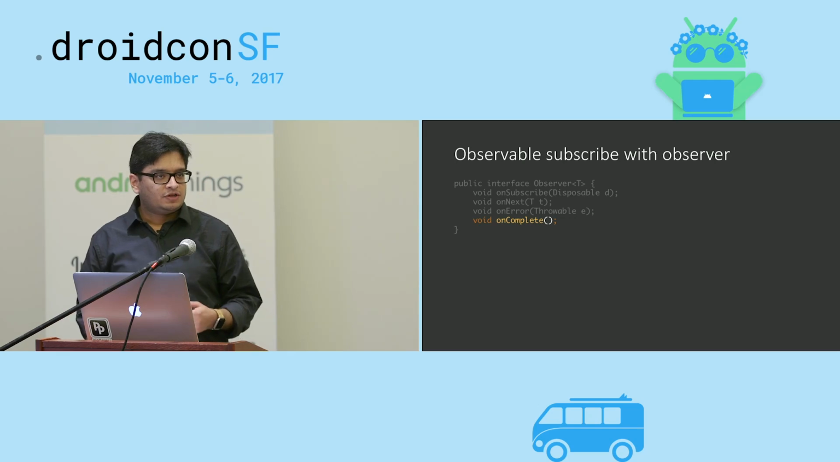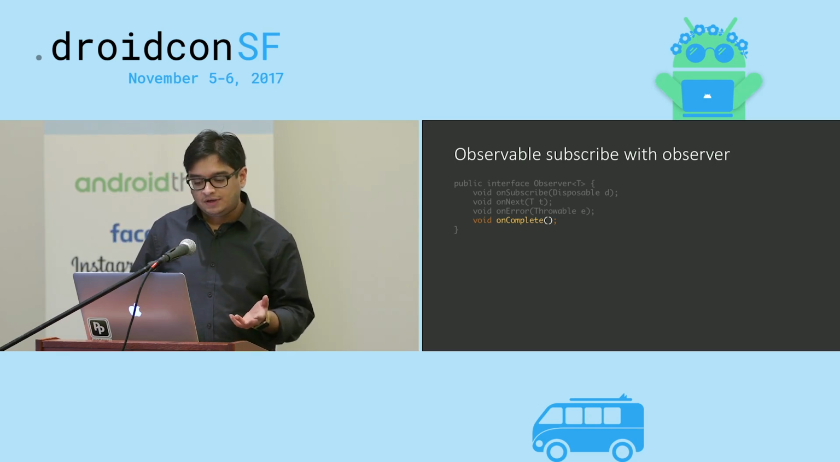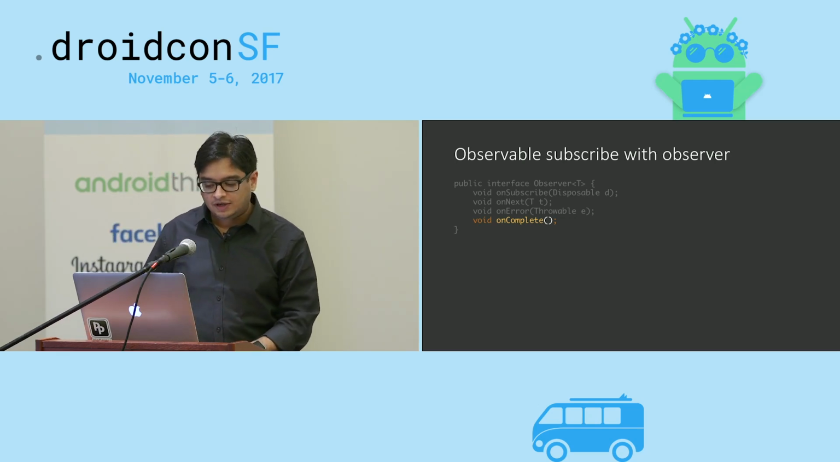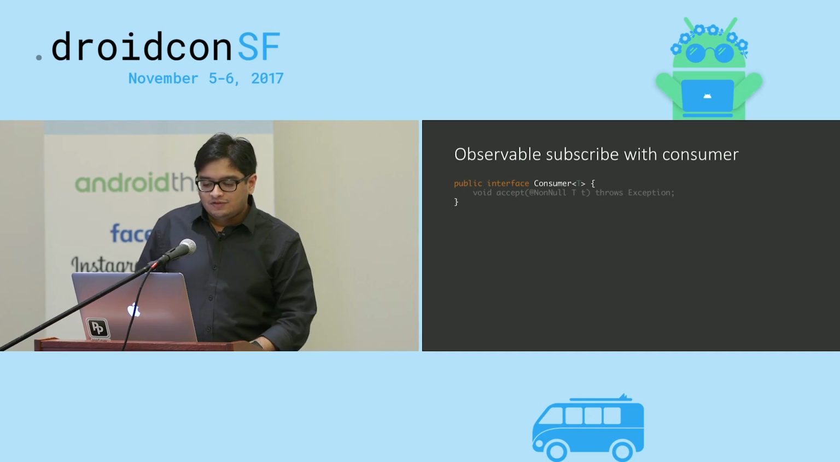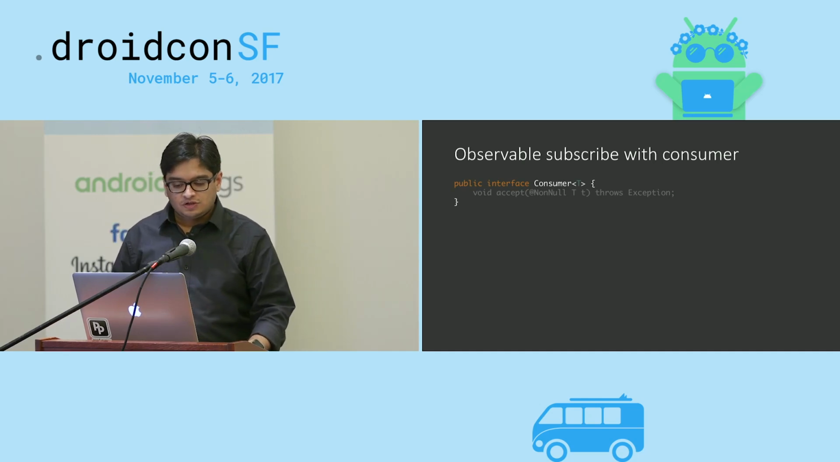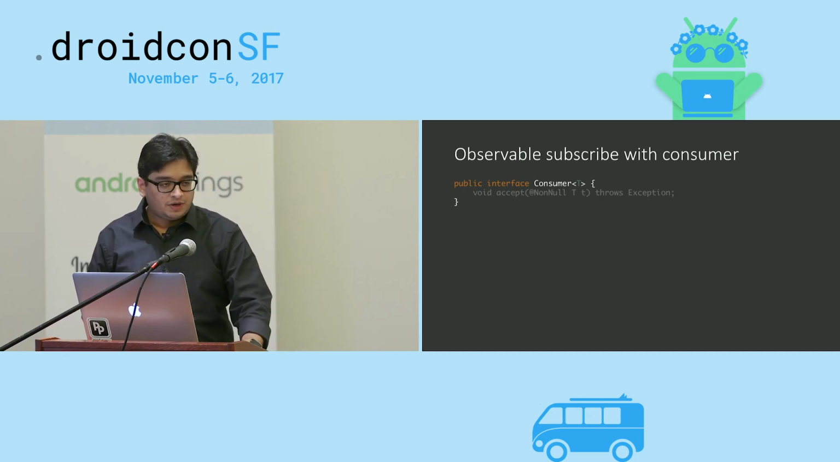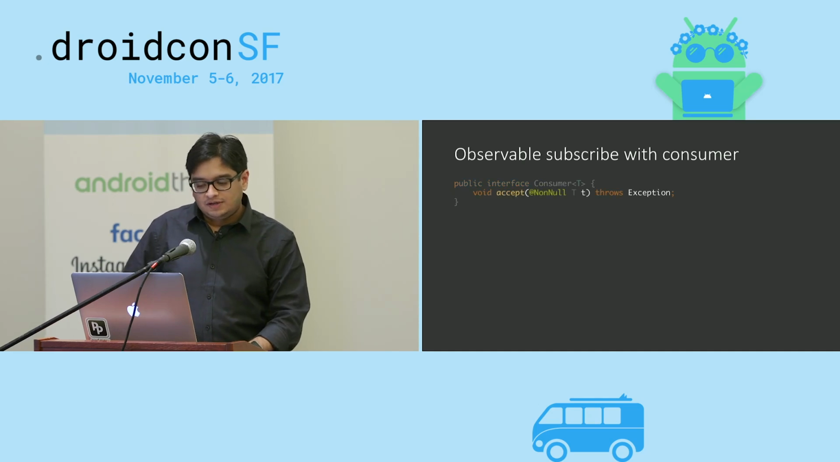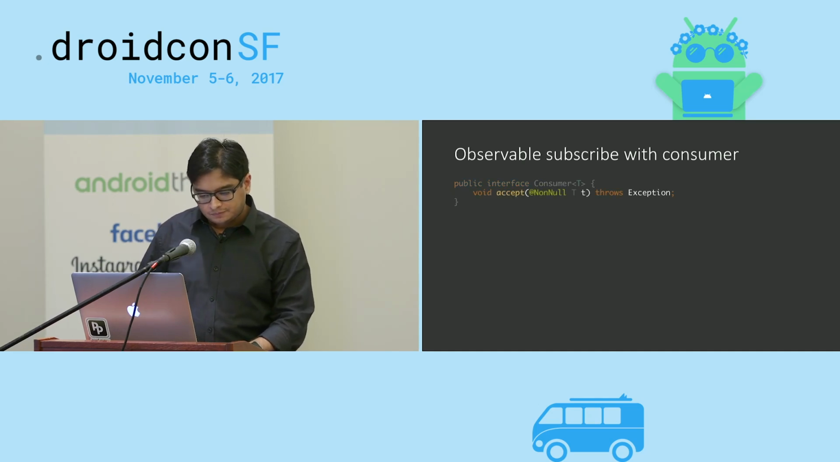onError and onComplete are generally termed terminate events, where your source is completely done. Another way of subscribing to an observable is through a consumer interface. It's pretty lightweight compared to the previous one, where all you get is an accept callback.